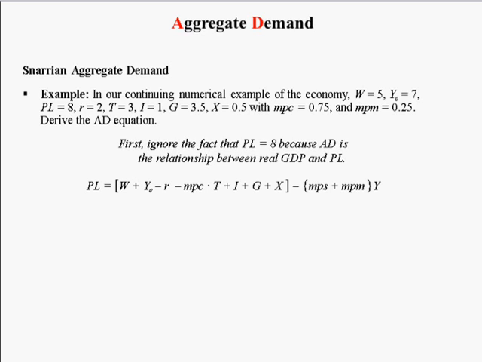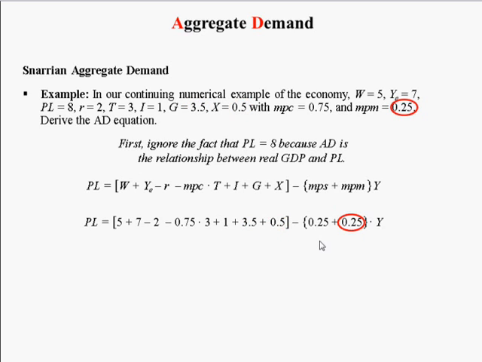So we write out that starting aggregate demand curve or equation, and we just plug in the numbers one at a time. So we plug in $5 trillion for wealth, $7 trillion for future expected income, 2% for real rates of interest, 0.75 for the marginal propensity to consume, and remember, the marginal propensity to save is 1 minus that, $3 trillion for taxes net of transfers, $1 trillion for investment, $3.5 trillion for government spending, and $0.5 trillion for exports.